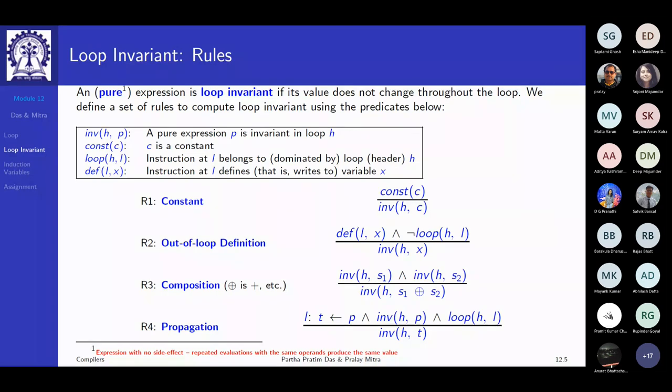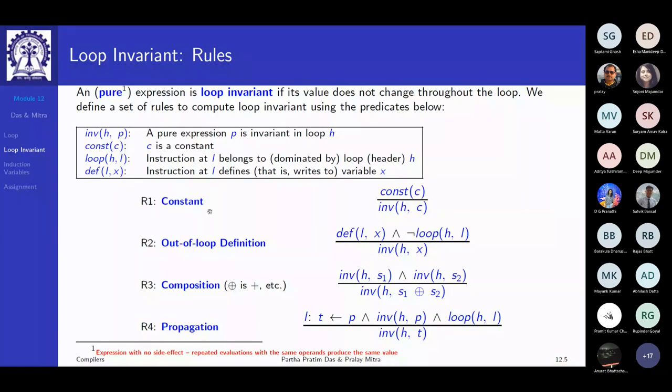And def LX: the instruction at L defines, that is, writes to variable X. Right? So it is a definition for X at the instruction L. If that happens, then we say it is true, otherwise it is false. So we write the loop invariant rules in the antecedent-consequence manner. On top is the antecedent, and on the bottom of the line is the consequence, that if the antecedent is true, then the consequence will be true.